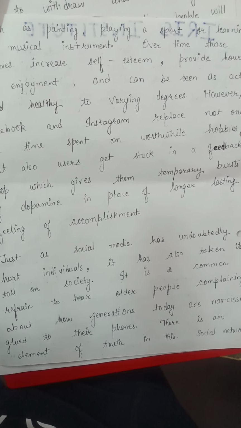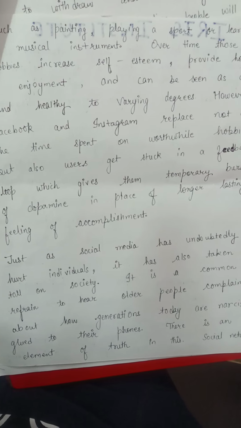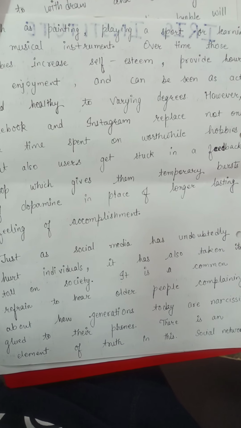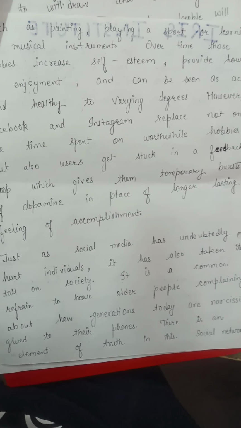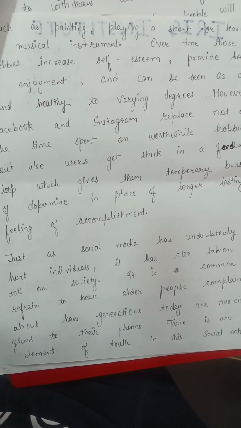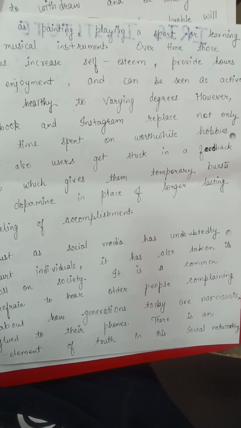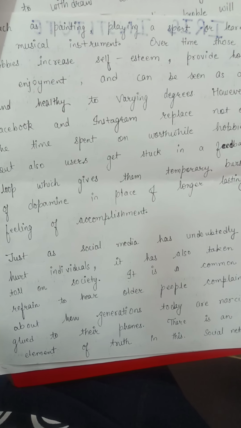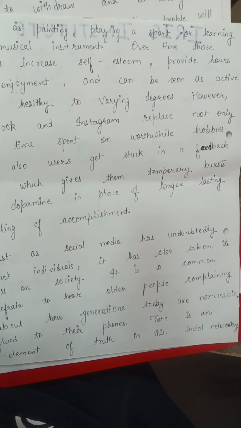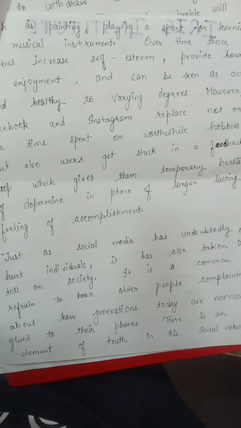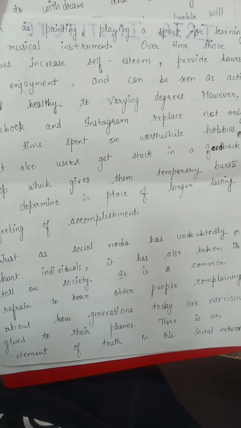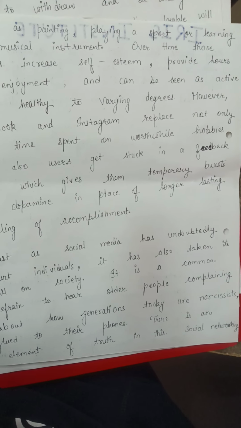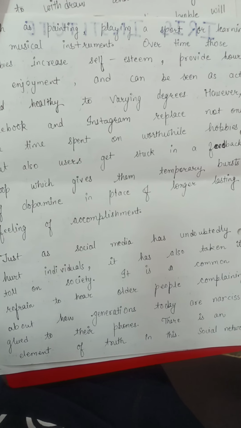Now BP2 would be related to society, that is, how these sites have had a negative impact on society. Just as social media has undoubtedly hurt individuals, this is our previous point, now I would write: it has also taken its toll on society, meaning it has also hurt society a lot. Now how? It is a common refrain to hear from older people. They complain about how generations today are narcissists glued to their phones.